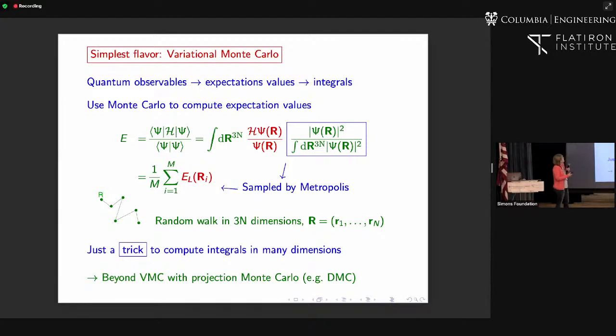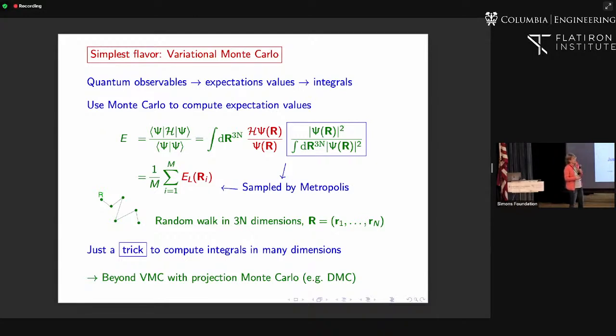The idea is you have a quantum observable, you want to compute an expectation value, and that's actually an integral. So you want to compute the energy: you sandwich your Hamiltonian with the wave function, divided by the norm, and then you write it as an integral. And you collect the wave function, so you have a wave function squared divided by the norm. If you bring the denominator below into this box, you have an object which is greater than or equal to 0, integrates to 1, and so is a distribution function you can actually sample using classical Metropolis.